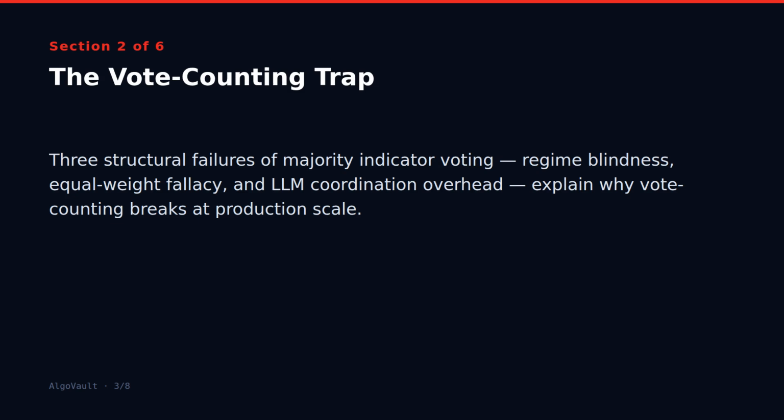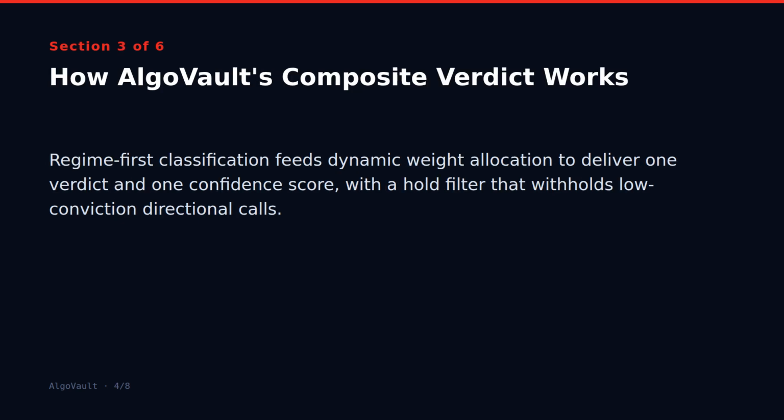Regime classification runs first, before any indicator weight is applied. The system classifies the current market regime for the queried asset into one of 5 states: trending bull, trending bear, ranging, volatile, or breakout, and publishes the classification in the response metadata on every call. Your agent receives regime context alongside the verdict without a separate call or a separate prompt step.